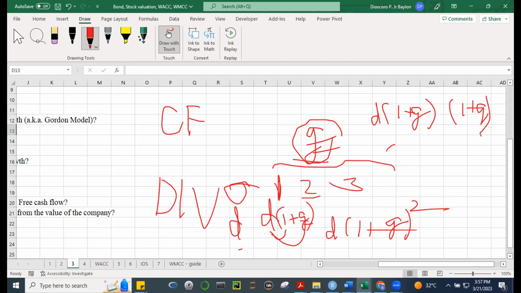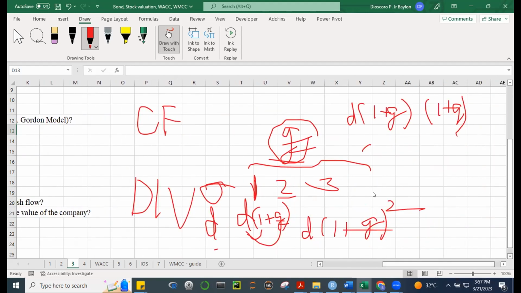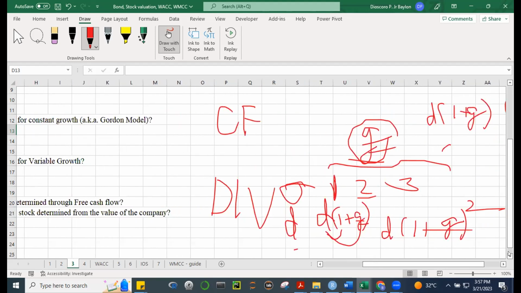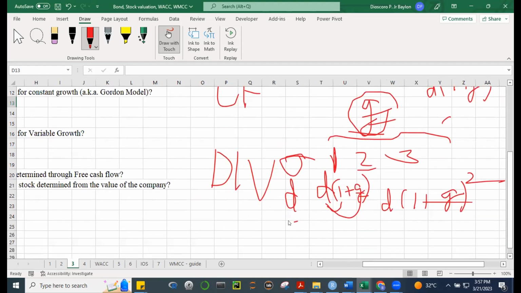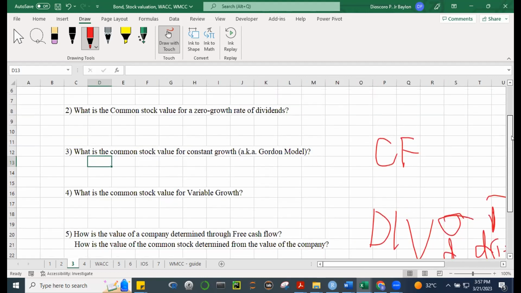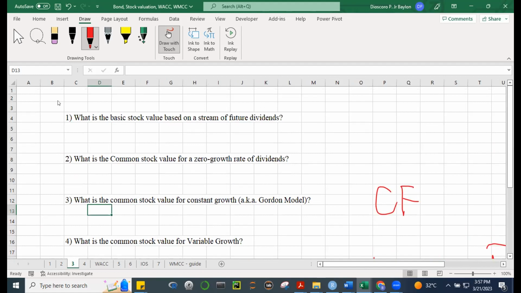Now, given this unending stream of cash flows, of these dividends, the question is, how much is the present value of this? Because that's what we're looking for. How much is the value of these stocks that give these dividends for infinity? So that's what the first question asks.